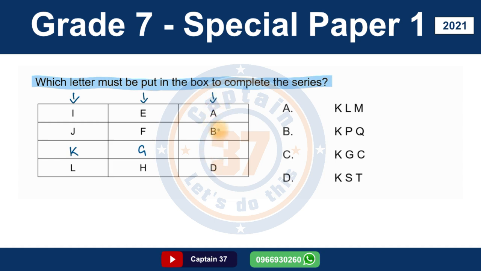So what's supposed to be here? It's A, B, C, D. The letters we needed to include are K, G, and C. So is the answer A? No, it is not. Is the answer B? No, it is not. Is the answer C? K, G, C? Yes, the answer to this one is C.